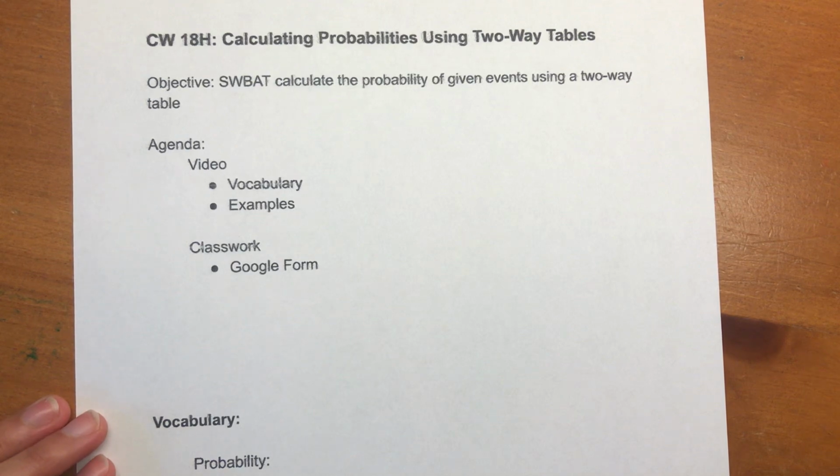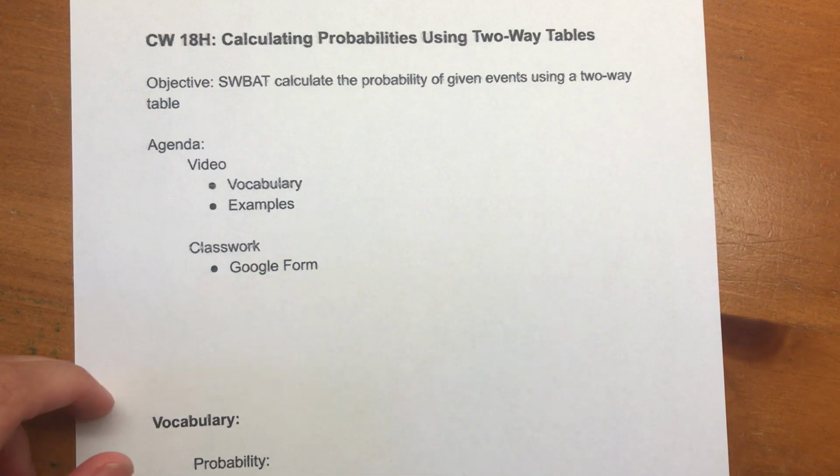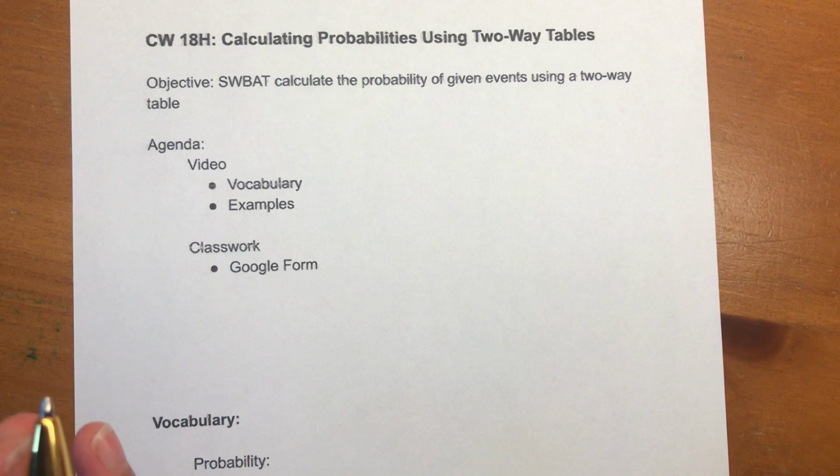Good morning, everyone. This is week 7, classwork 18 honors, calculating probabilities using a two-way table. Okay, so this is our second lesson of the unit. We used two-way tables in classwork 17, so if you haven't done that yet, make sure you do 17 first.